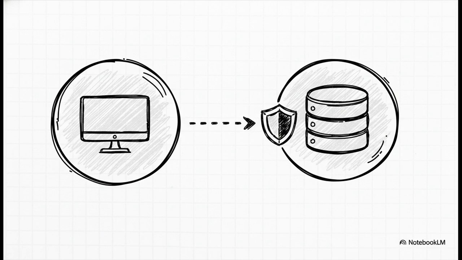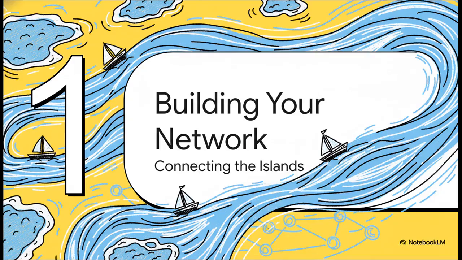So for these islands to become a thriving ecosystem, they need a safe, secure way to communicate. So what's the solution? How do we build those bridges between our islands? We don't just build bridges, we build our own private secure ocean for them to exist in. And the tool we're going to use to do that is the Azure Virtual Network.